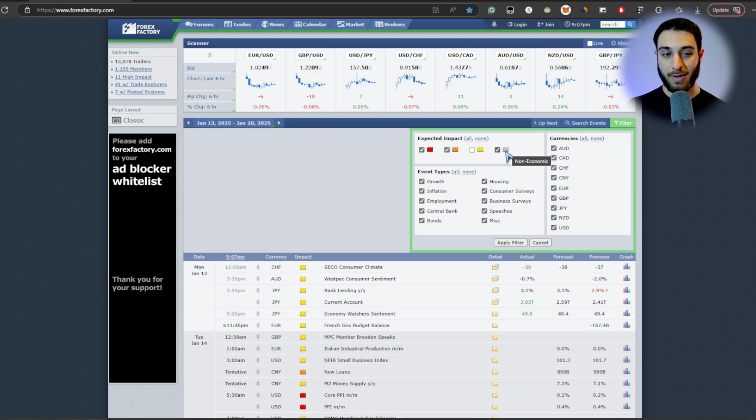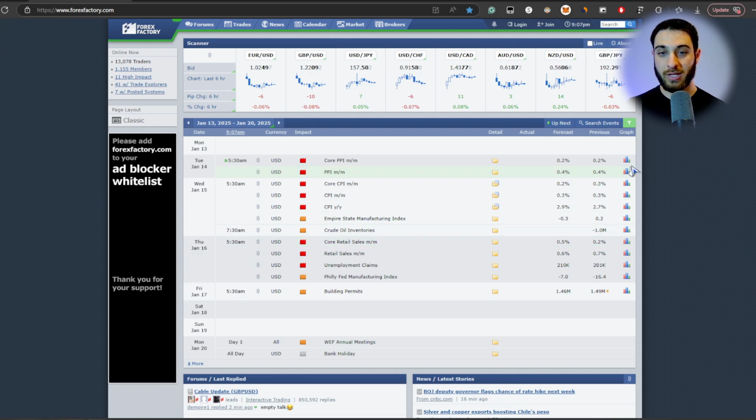But typically this box will only show you if we have a bank holiday. A bank holiday typically means that the markets are closed. That's what I look out for as well. And currencies, I don't look at any of these currencies. So I select none, and I make sure USD is selected. Event types, I make sure all of these events are selected because I want to see all the different events that are high impact, medium impact, or non-economic related. So we click apply.